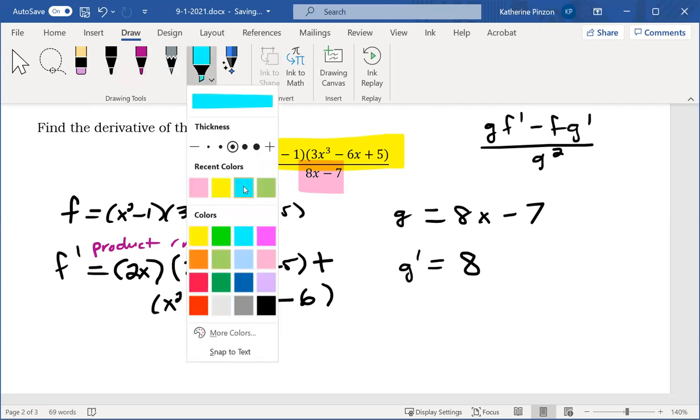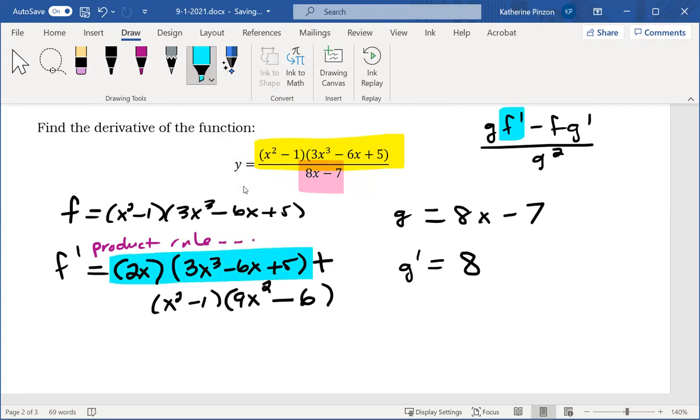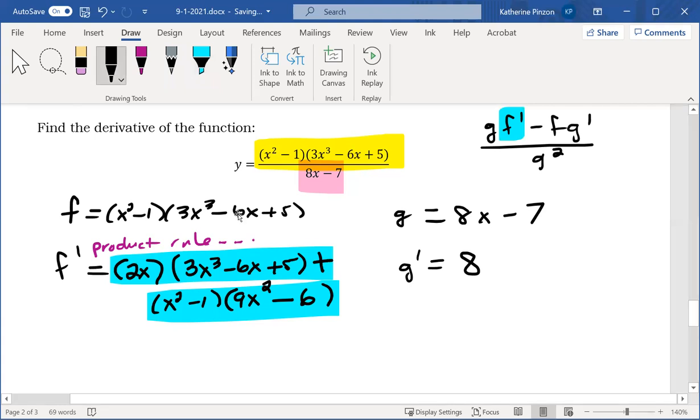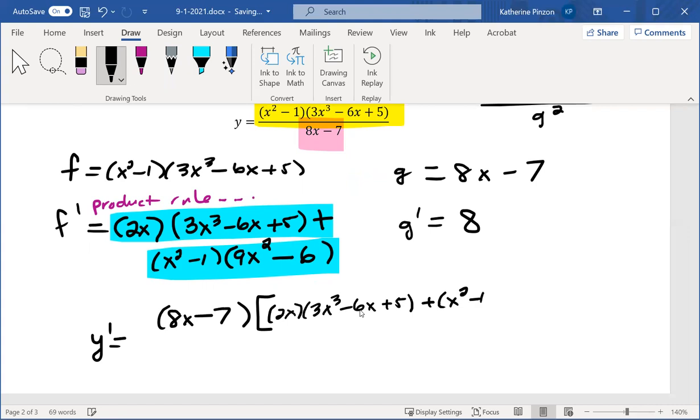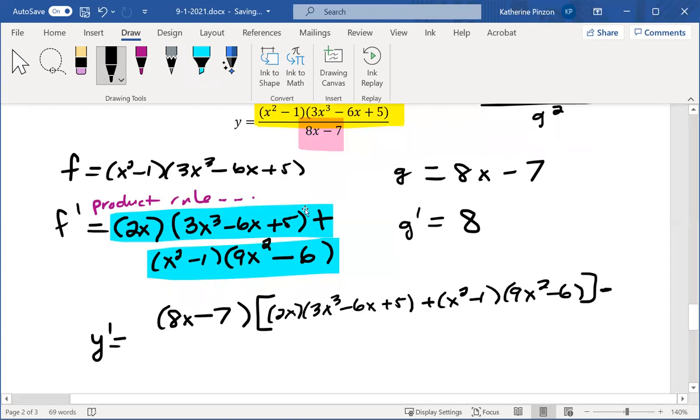So in my formula up here for f prime, I'm going to put this whole thing in my quotient rule formula for f prime. I'm going to write that whole piece. Y prime equals bottom, 8x minus 7, times the derivative of the top. I'm putting some brackets there because I've got to write that whole blue thing. 2x, 3x cubed minus 6x plus 5, plus x squared minus 1 times 9x squared minus 6, minus, man, I don't have enough room.